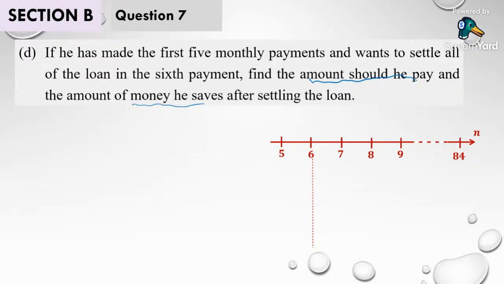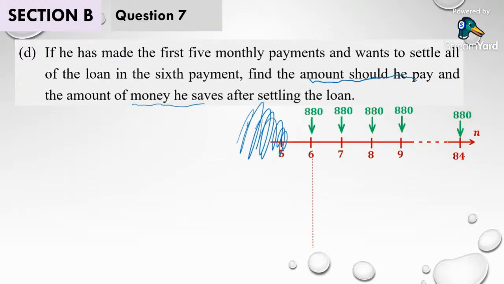So the question says that if he has made the first 5 payments, that means the first 5 payments are already cleared. We don't look at them anymore. And now he wants to settle all the loan in the 6th payment. So he has already cleared the first 5 payments. What we want now is that, by right, there are more payments that are unpaid, which is the 6th until the 84th payment, not yet paid. And when do we want to settle? We settle all these payments at this point. At this point.